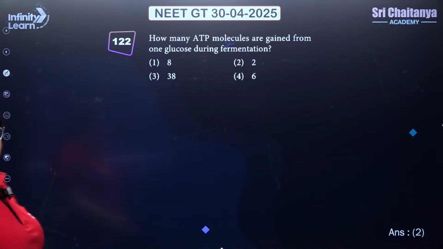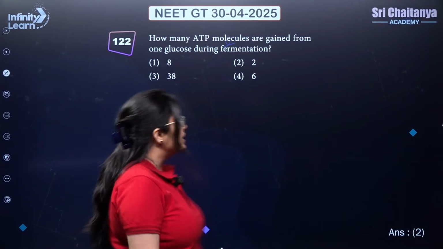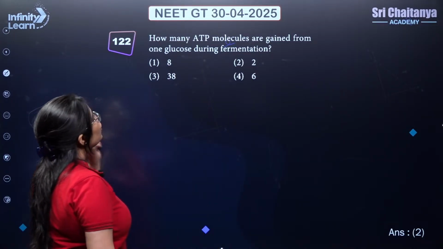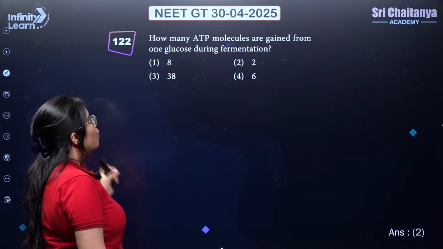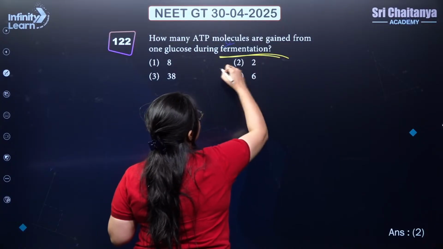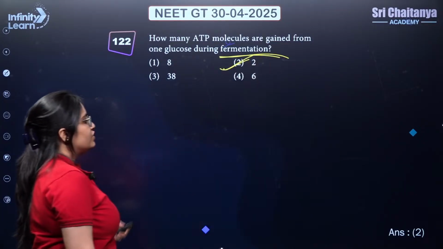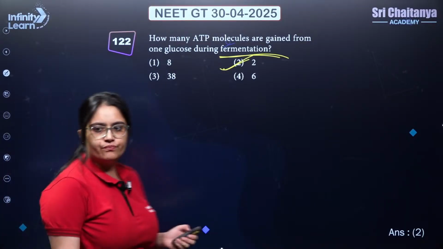How many ATP molecules are gained from one glucose during fermentation? So the answer is 2. Two ATP. Your correct answer is 2 ATP. Next.